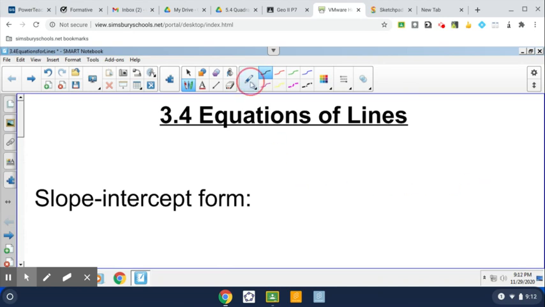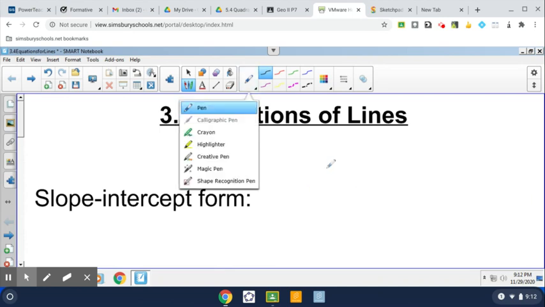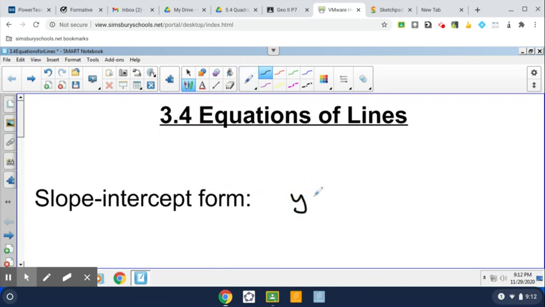If you recall from last year, we are talking about y equals mx plus b, okay? And m stands for slope, and b stands for y-intercept. Sometimes teachers will say b stands for initial value and m stands for rate of change.